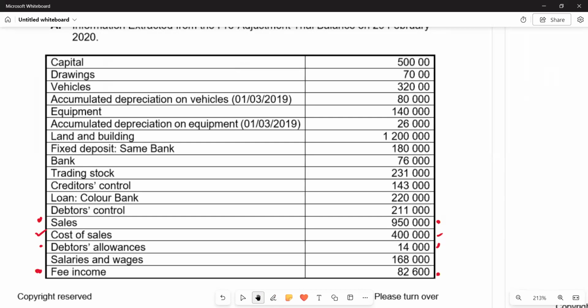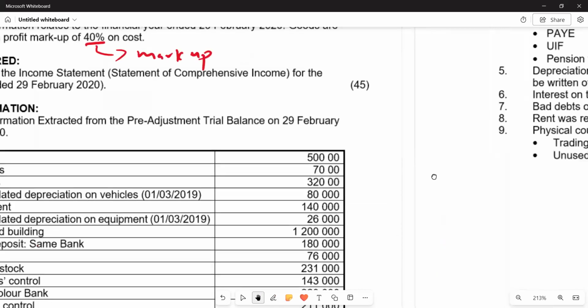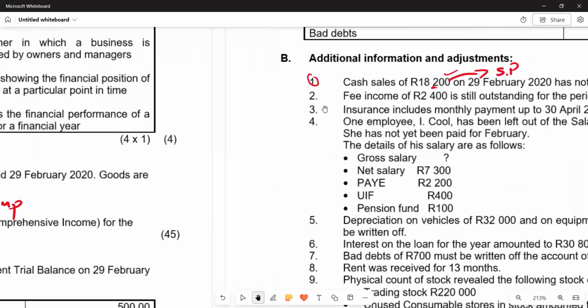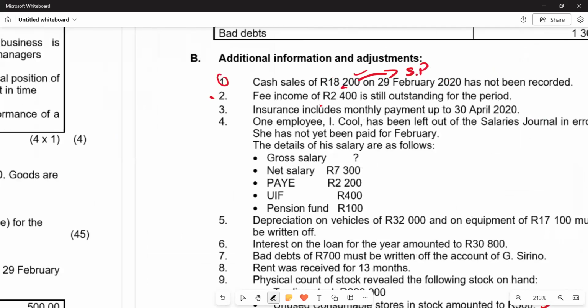We need to go to the extra information to see what it says about fee income. If we have got nothing, then we can take that figure. Then you see that item 2 is actually talking about fee income. It's saying fee income of 2,400 rands is still outstanding for the period. So what does it mean? Remember, whenever we have got an outstanding, it means it is an amount that belongs to the current period. So we have to add it to the figure that we are having in the list of balances.